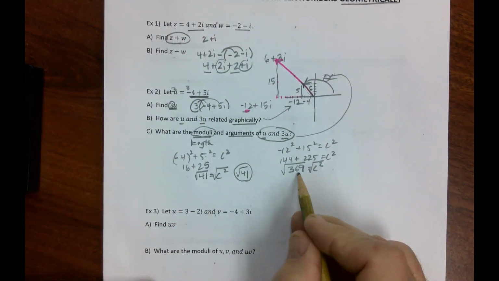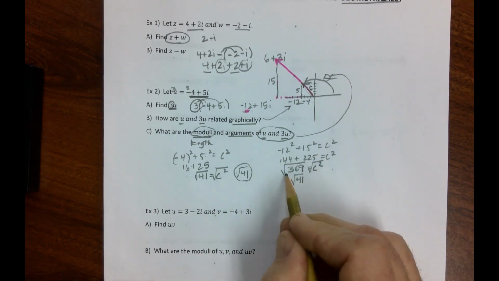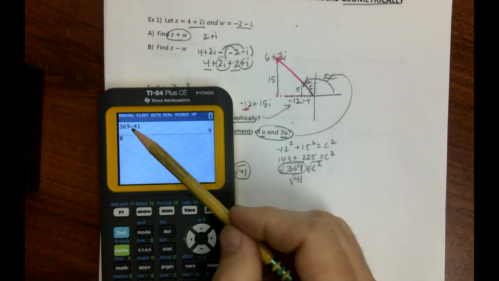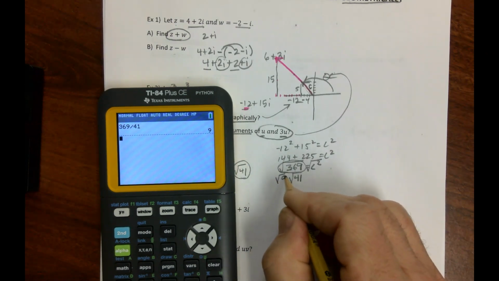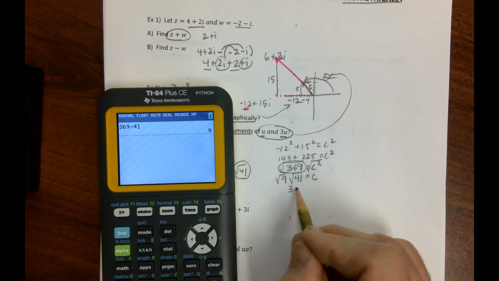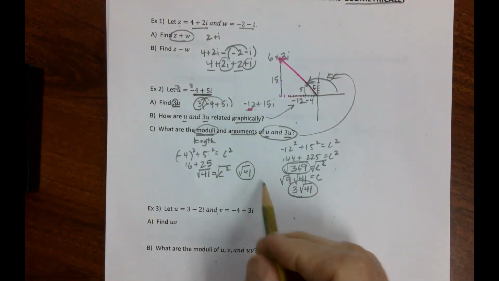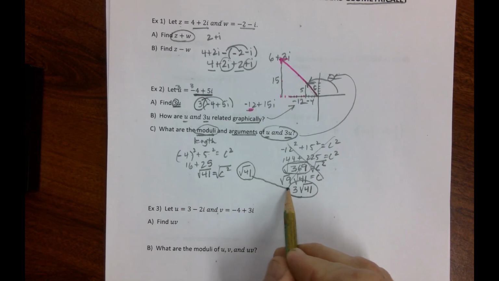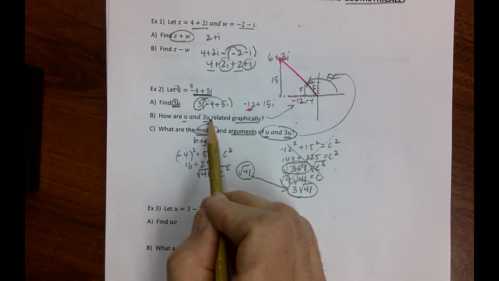Let's investigate. So let's see if 41 goes into 369 evenly, and it does. 369 divided by 41 is 9. So I know it's a tricky one to break down, but if you look at it, we get 3 square root of 41. So after you've done a few, you can just go, oh, I don't need to really do all this math. I can just multiply that one by 3. So that's how you'd quickly find the modulus of 3U.